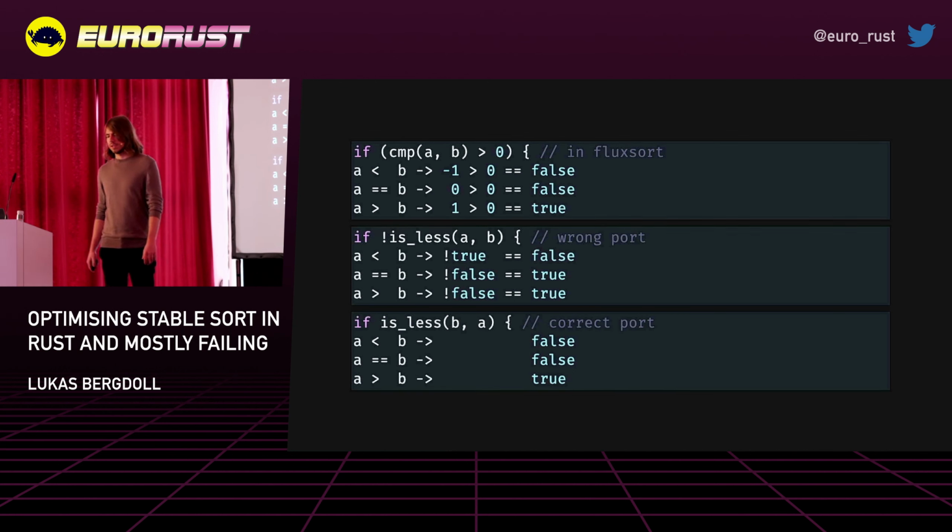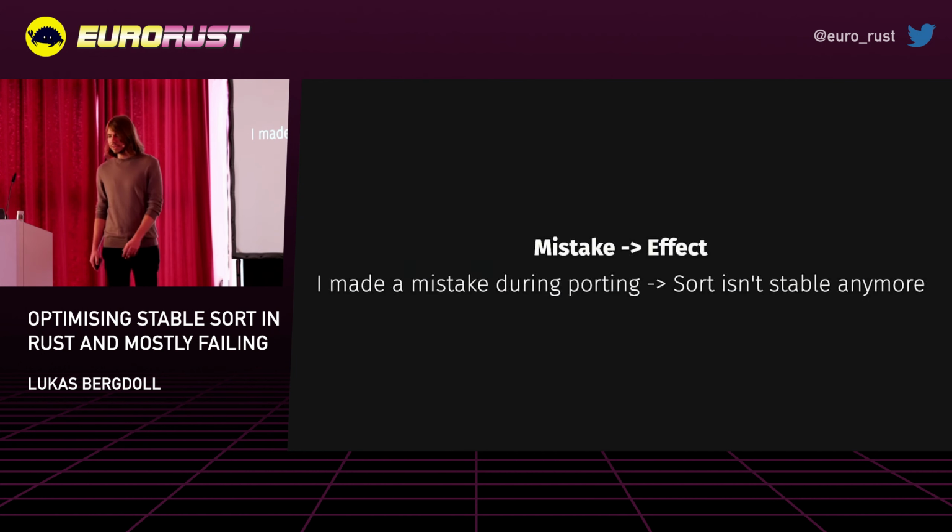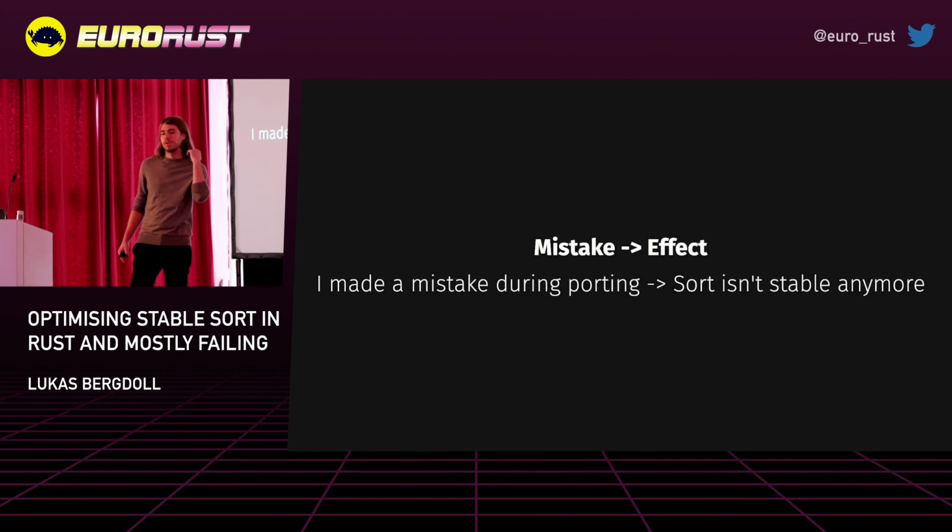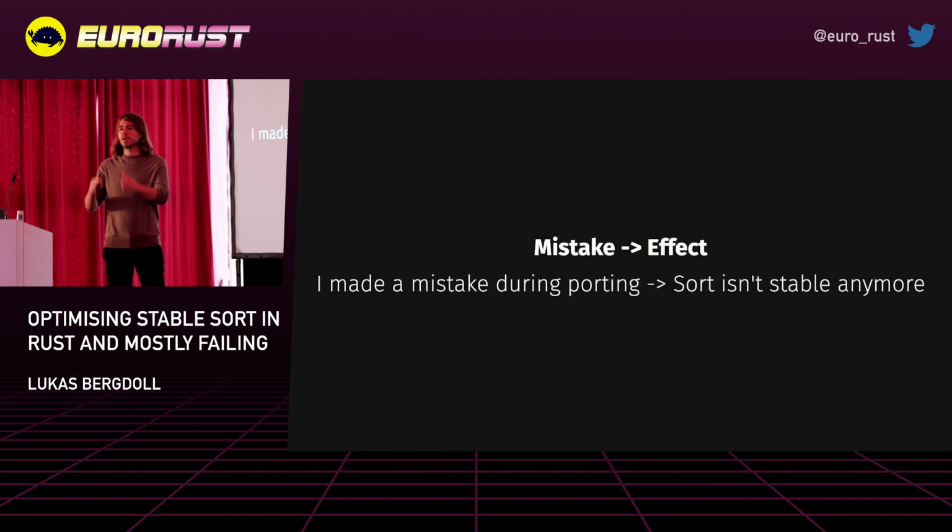And if you do it this way, where you ask if B is less than A, then you get the exact same behavior. So the mistake I made is I incorrectly translated the logic from C to Rust, and the effect was that the sort isn't stable anymore. This property, that if the elements are equal it shouldn't take this branch, was necessary to maintain that the elements retain their original order, if possible.